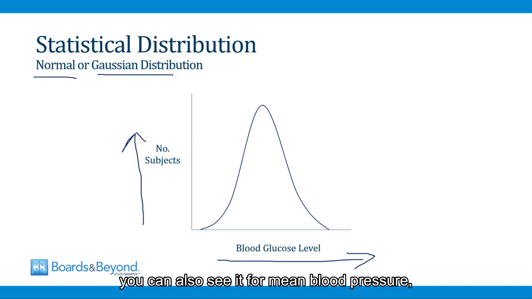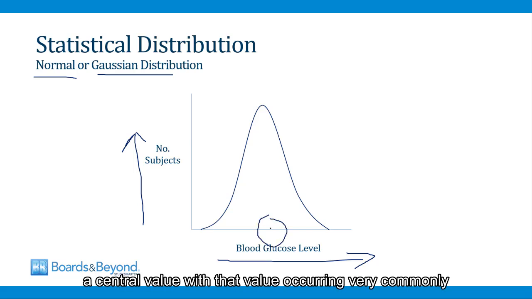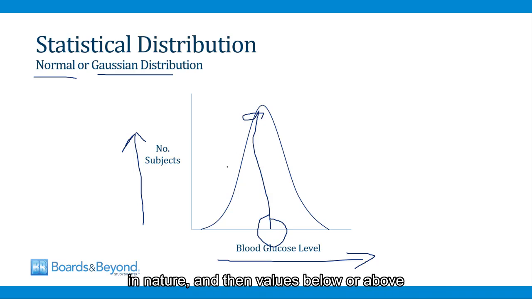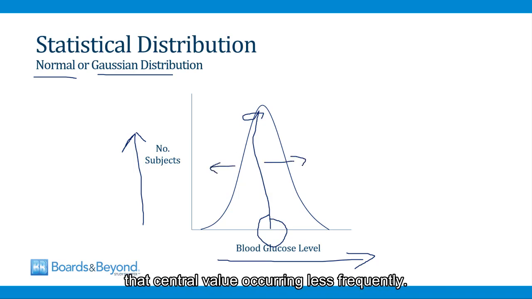You can also see it for mean blood pressure. You can see it for height. Many things in nature tend to cluster around a central value, with that value occurring very commonly in nature, and then values below or above that central value occurring less frequently.